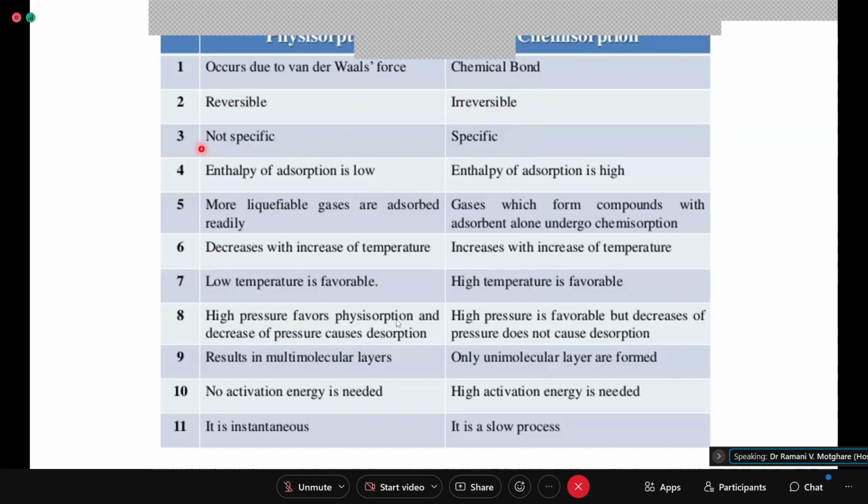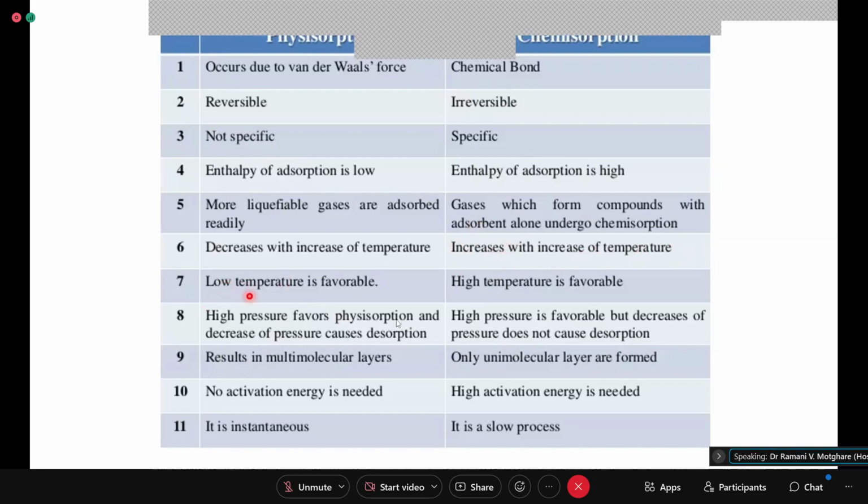Then physisorption is not specific, but chemisorption is specific. Enthalpy is low in physisorption, whereas in chemisorption enthalpy is high. More liquefiable gases are adsorbed in physisorption. Gases which form a compound can only undergo chemisorption. Physisorption decreases with increase in temperature. Chemisorption increases with increase in temperature because the number of molecules with activation energy increases.